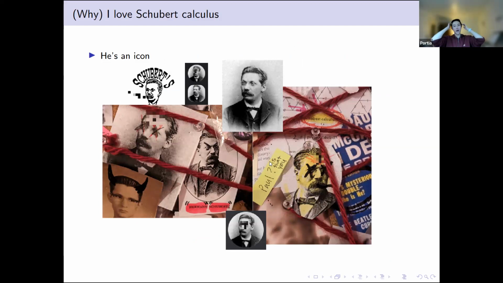Okay, I need to proselytize about Schubert calculus first, because I think that you guys should all start moving over to Schubert calculus. Okay, so reasons why I love Schubert calculus: number one, Schubert is an icon. And these are some of my good memories of Schubert. And this is part of my conspiracy board. And yeah, it is what it is.